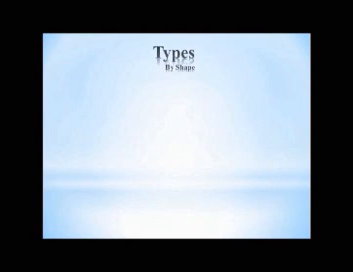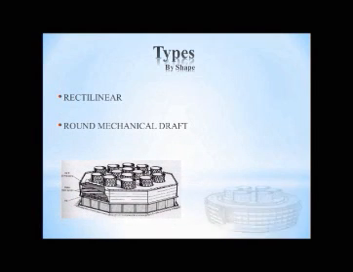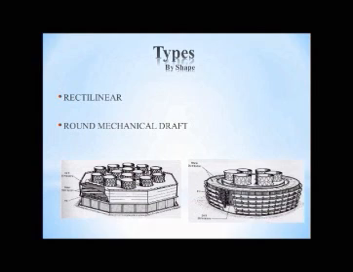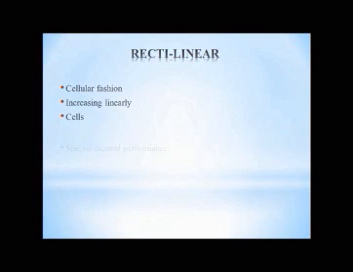Further, the types of cooling tower by shape. The first one is rectilinear, the next is round mechanical draft, and the third is octagonal mechanical draft. Rectilinear cooling towers, as is evident from the name, are cellular in fashion. These towers are constructed in cellular fashion, increasing linearly to the length and number of cells necessary to accomplish a specific thermal performance.